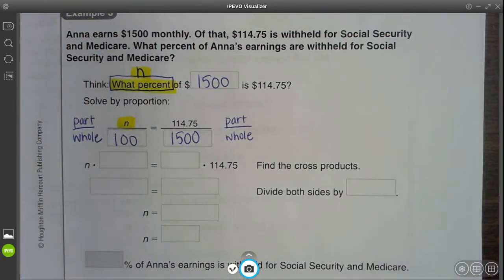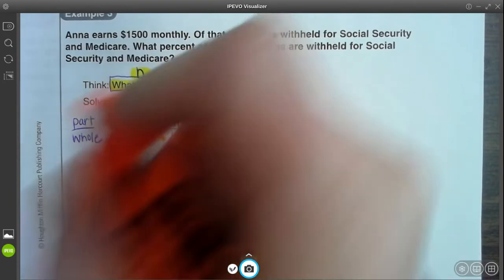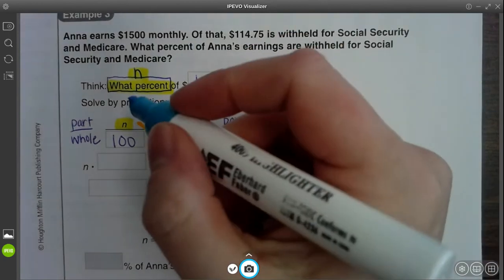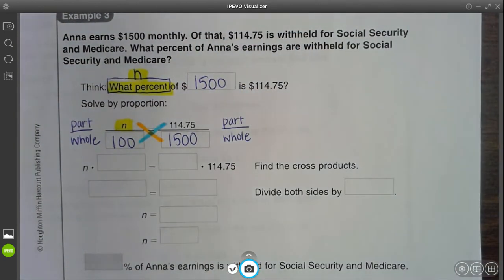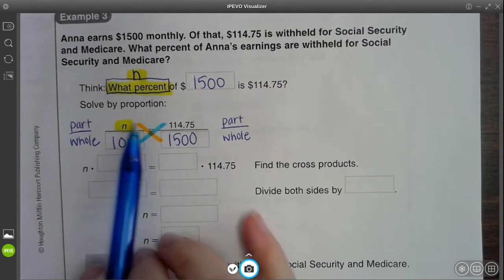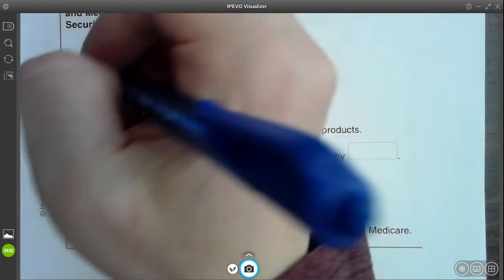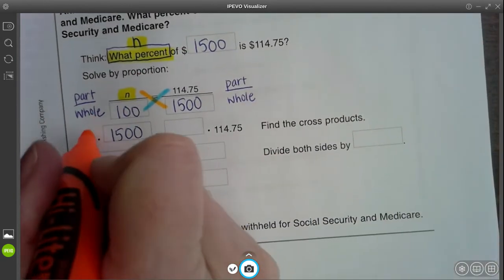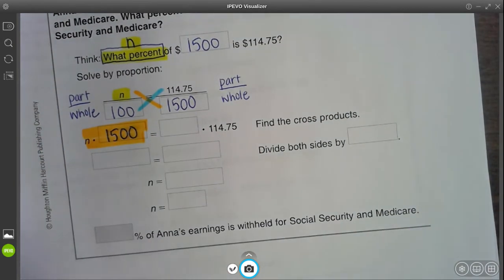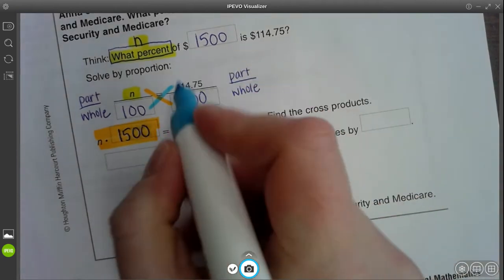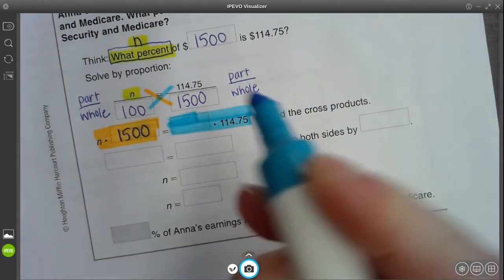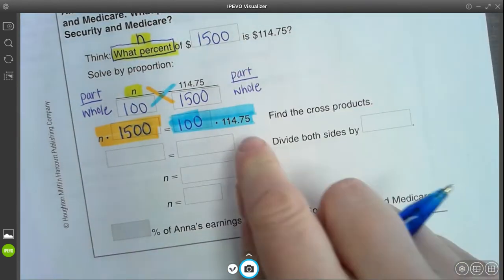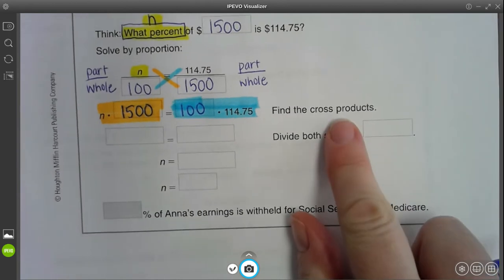Okay, and then from there, we can actually use cross multiplication to solve this proportion, which we did back in chapter 4. So now if I cross multiply here, I'm going to have n times the 1,500. That's the left side of this proportion. And then the other side, I'm going to be multiplying these two numbers, 100 times the 114.75. Those are my cross products.